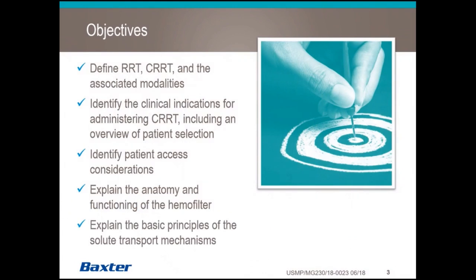The objectives for today's course include defining renal replacement therapy, focusing on continuous renal replacement therapy and its associated modalities, identifying the clinical indications for administering CRRT, including an overview of patient selection, identifying patient access considerations, explaining the anatomy and functioning of the hemofilter, and explaining the basic principles of the solute transport mechanisms.